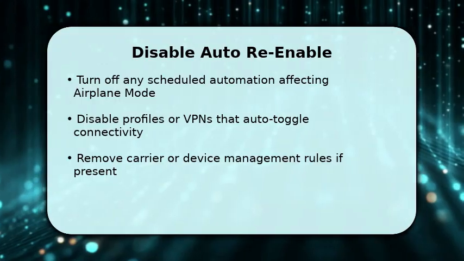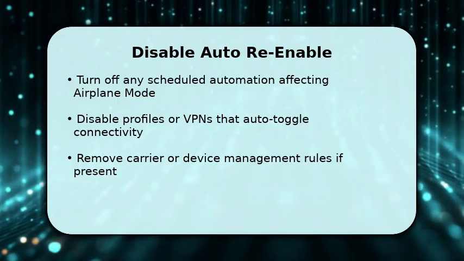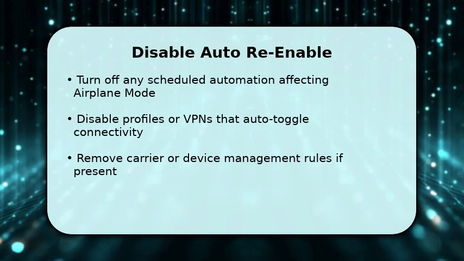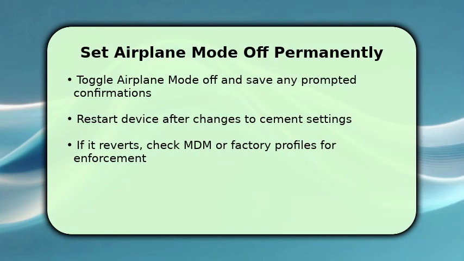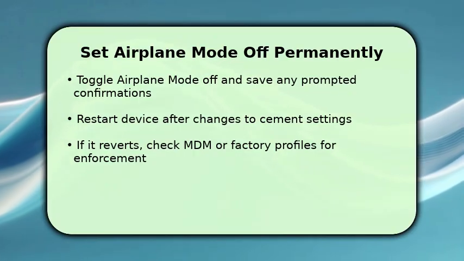Once done, verify Wi-Fi and Bluetooth behaviors in the connectivity section because some systems restore radio states. Change those to manual so your off state stays consistent. Finally, toggle airplane mode off and accept any prompts that ask to apply or save.